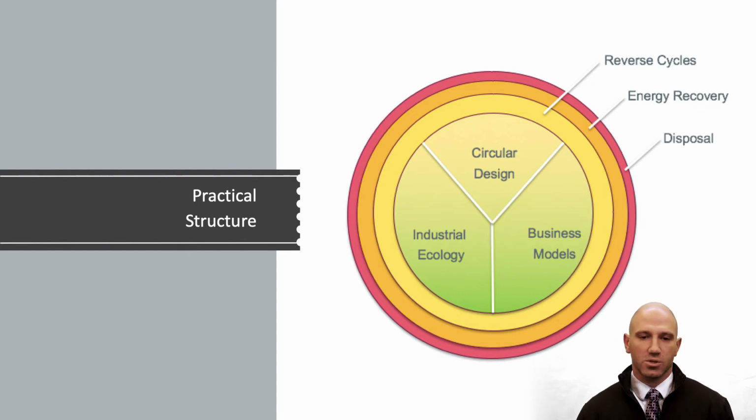So the one at the top is circular design. This is probably the most important one, because if we have circular design, then we have materials that come back through the same system through and through, and we can really start to get rid of those outer circles. The one next to that is business models.